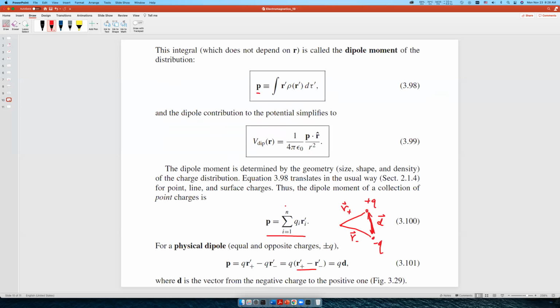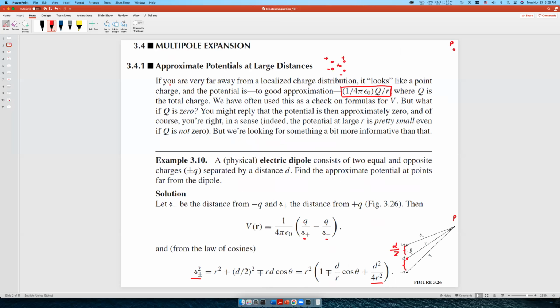Okay, so that's the concept of the potential for multiple charges. And that's all for this lecture. We'll continue to describe the multipole expansions in the next class.